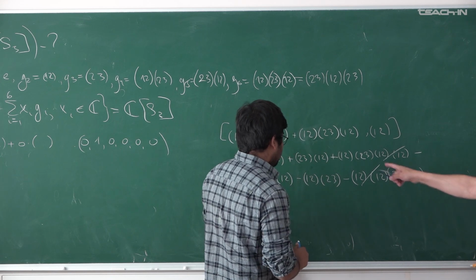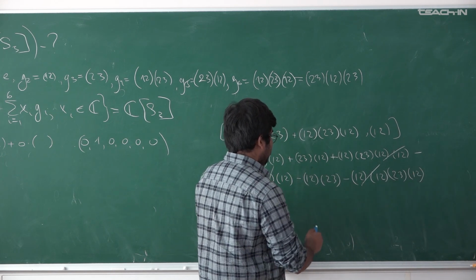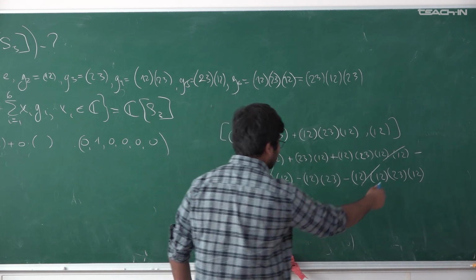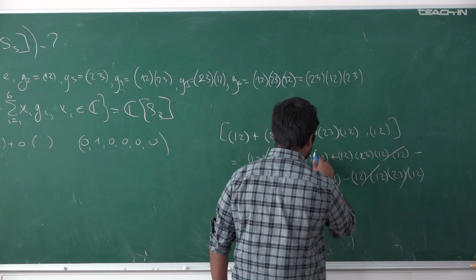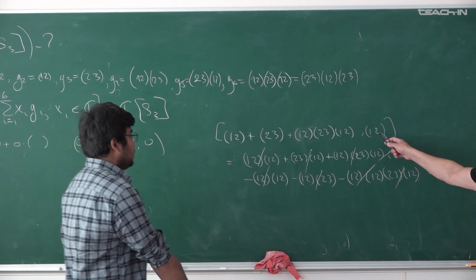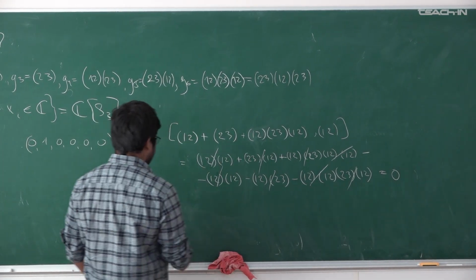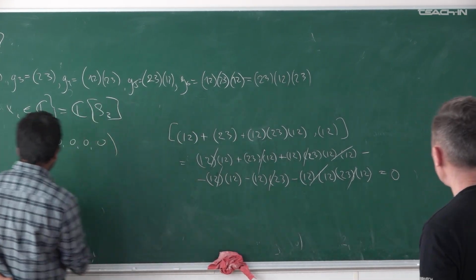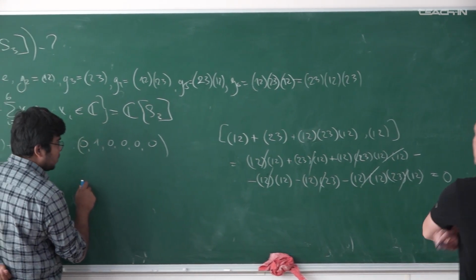And now they cancel. So now this and this will cancel. This and this will cancel. So 0. Very good. With 2, 3, please. 1, 2, 3, the same. Let me do it here.